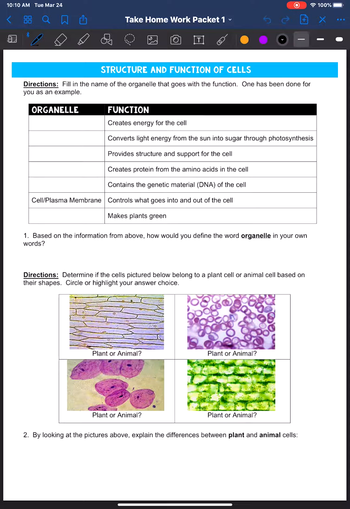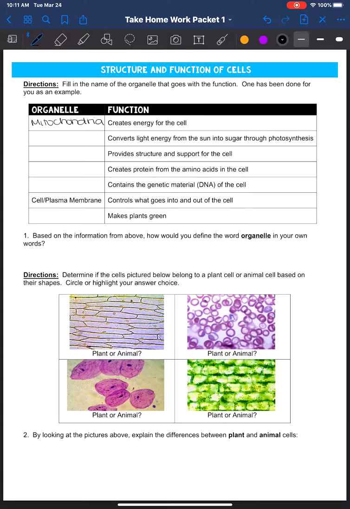Which organelle functions to create energy for the cell? Hopefully we all know the one thing we all learn, right? It's the mighty mitochondria. The mitochondria is the powerhouse of the cell.